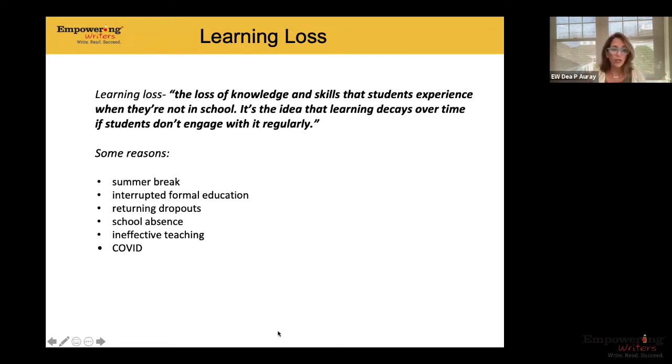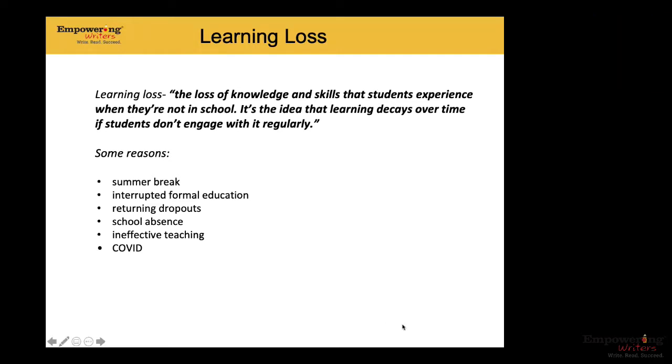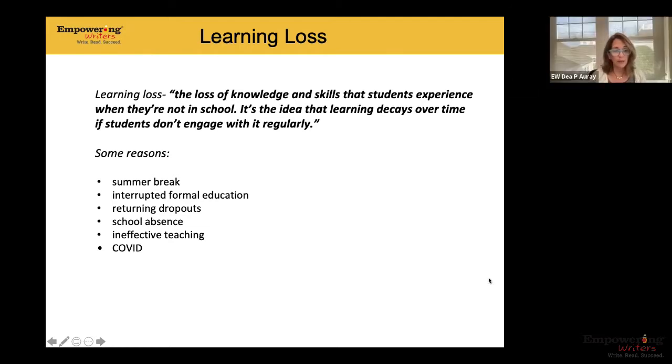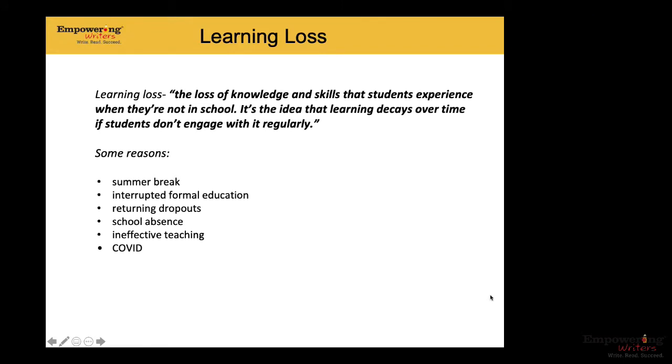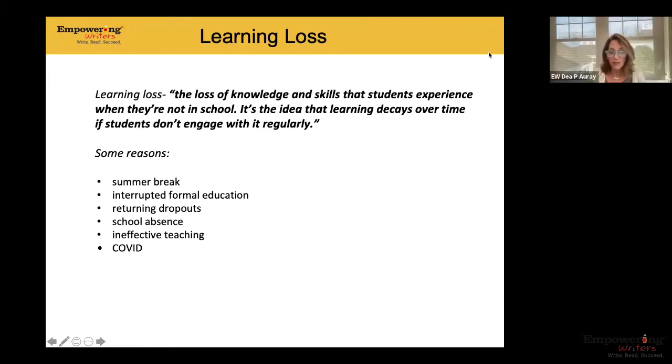So what we're going to be talking with you about today is how do we support our students? The reasons why learning loss occurs could be a lot. It could be summer break. It could be some interrupted formal education. It could be returning dropouts. It could be school absence. It could be ineffective teaching. And as we all know, many of us have experienced COVID. So there's a lot of reasons why our students could be experiencing some learning loss. And some of it we deal with every year, and we know what that's like when they come back after summer break. So the question really is, what do we do, and how do we assess where our students are at?